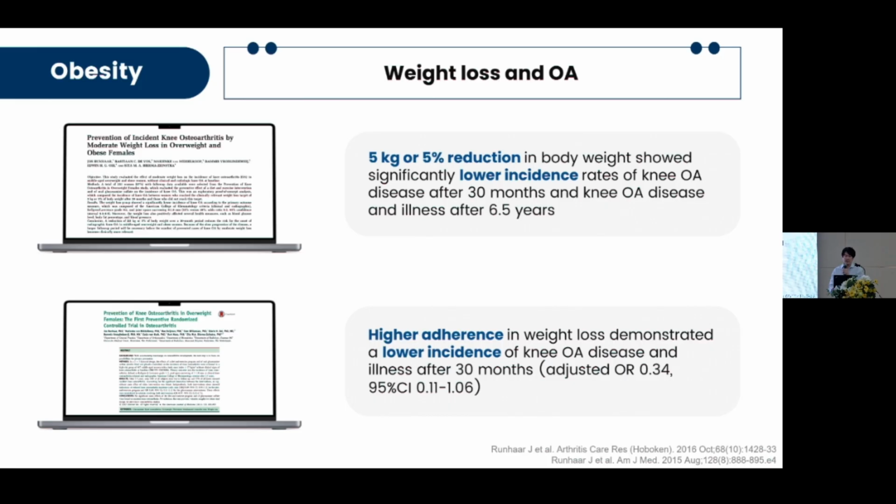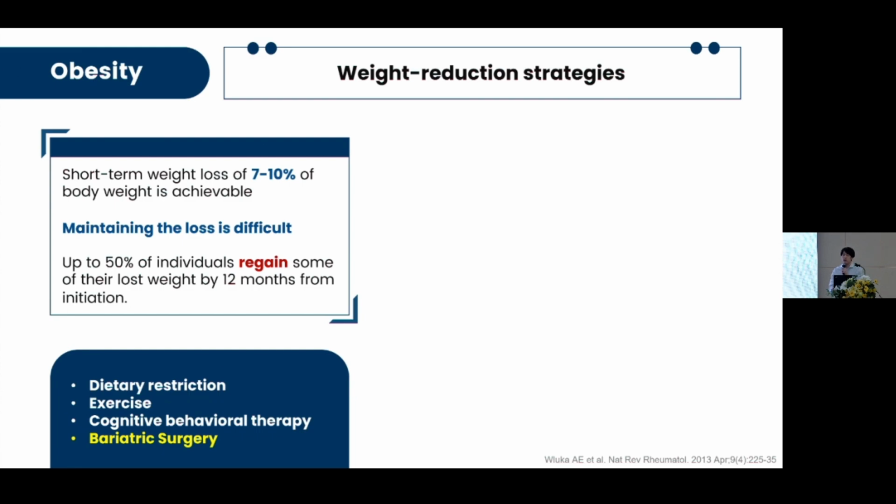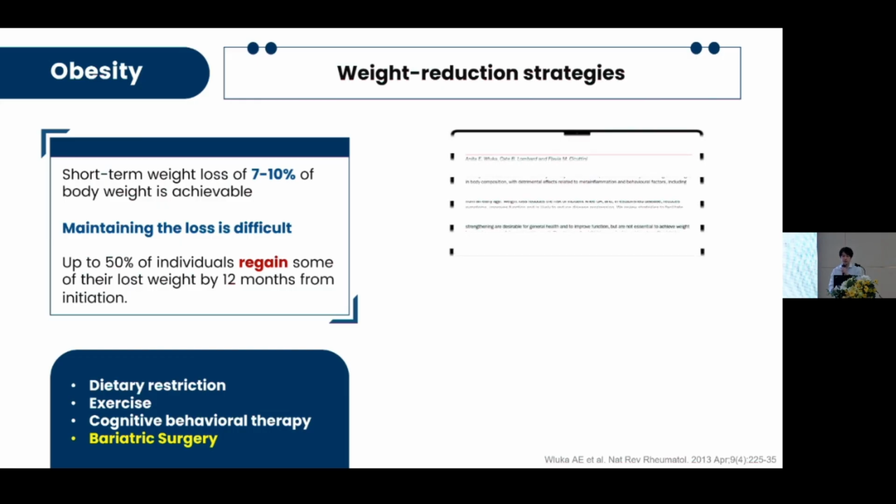Studies show that even moderate weight loss significantly lowers knee OA incidence rates. Encouragingly, findings demonstrate that higher adherence leads to lower incidence of knee OA. So, how can we address this? It highlights the challenges of maintaining weight loss and discusses approaches like dietary restrictions, exercise, and cognitive behavioral therapy, or even bariatric surgery. This emphasizes the need for a multifaceted approach.